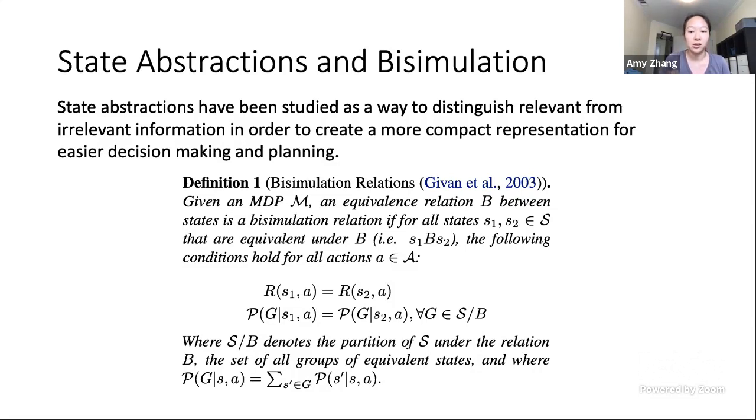This is the formal definition of a bisimulation relation, which has a recursive property that checks that under every action in your action space, two states, S1 and S2, are bisimilar if their reward is the same and their transition distributions to next latent states are the same.